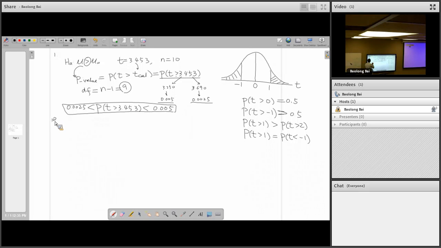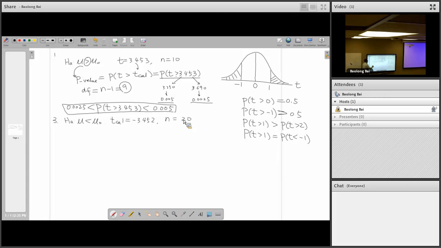We're going to skip number 2 because that's exactly the same as number 1. We're going to do number 3. So in this case, the alternative hypothesis will be mu is smaller than a value. And then the calculated t will be negative 3.452. And then the sample size will equal 20. Right? So how do I deal with this?